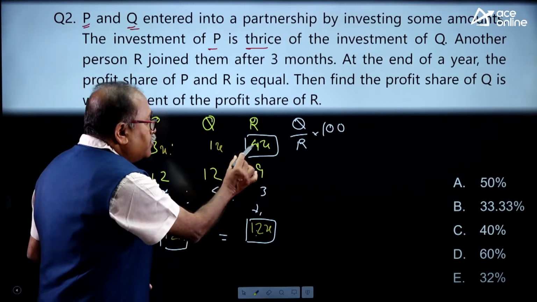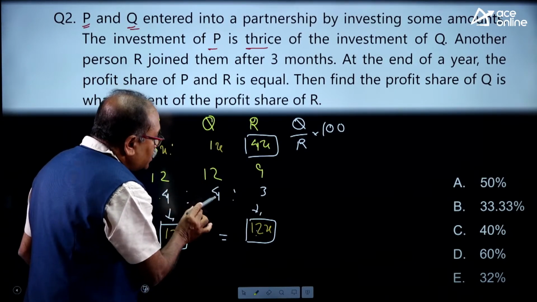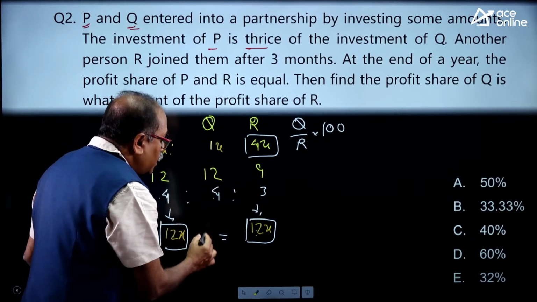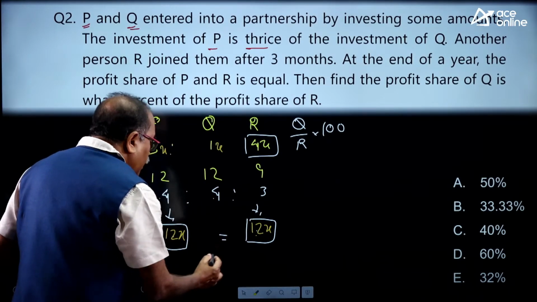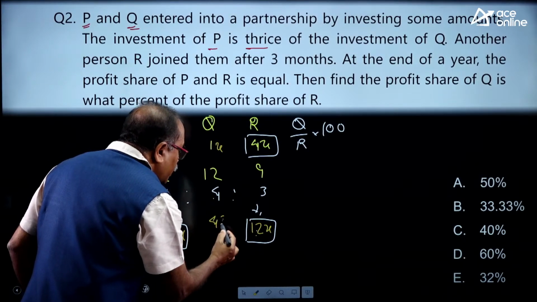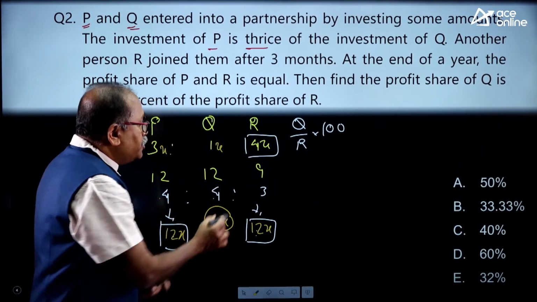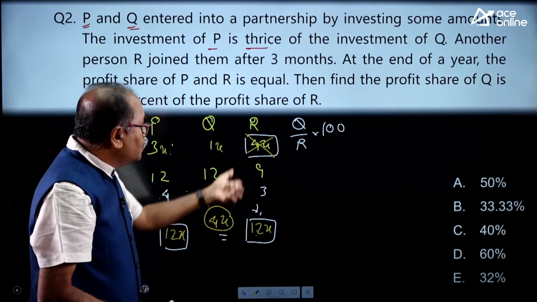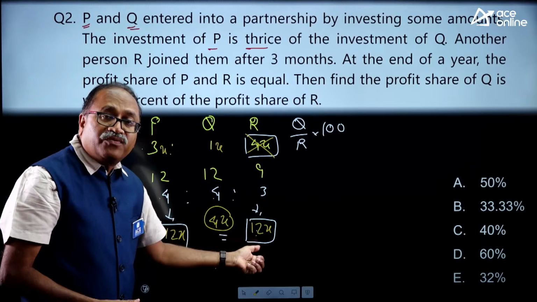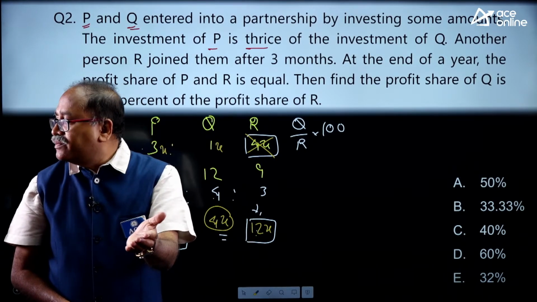So actually I don't need to find out this one. What is the profit share of Q? So that is 4 into 1, that I am getting 4x over here. So even I don't need this figure. The profit share of Q is what percentage of the profit share of R. So that means 4x is what percentage of 12x.